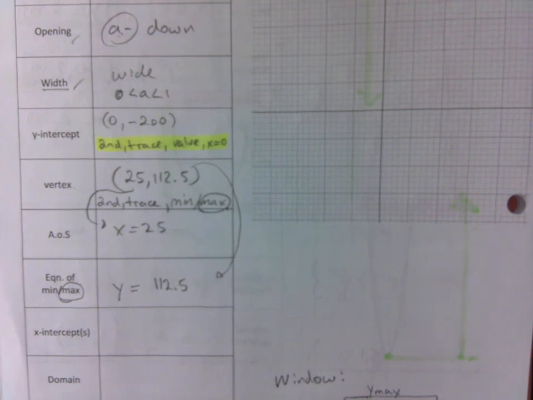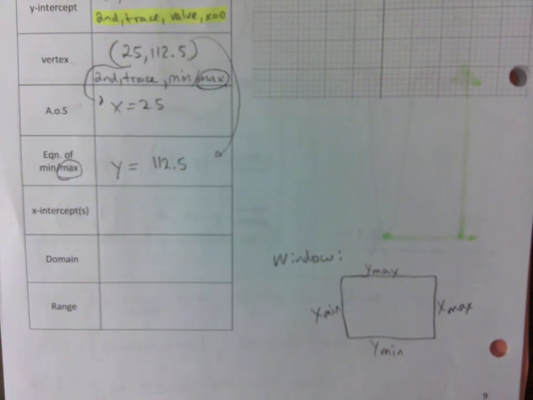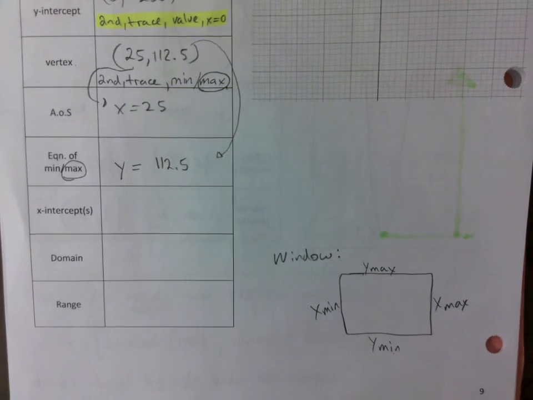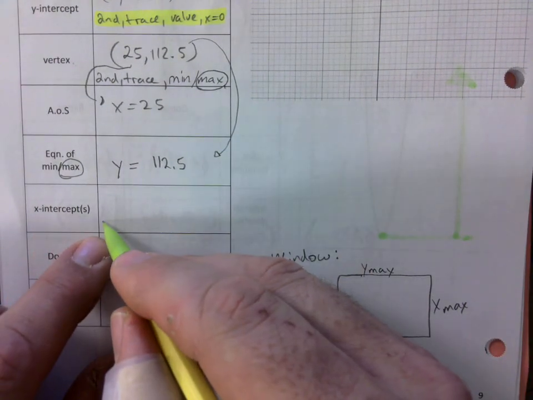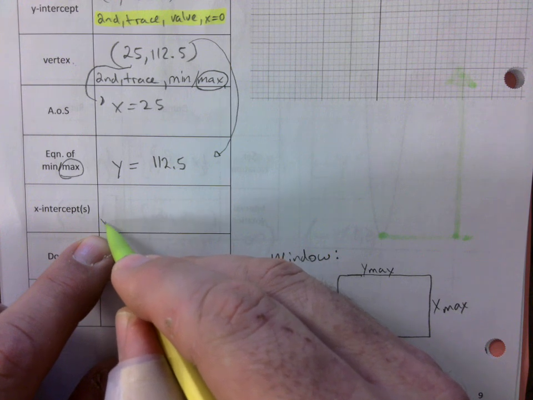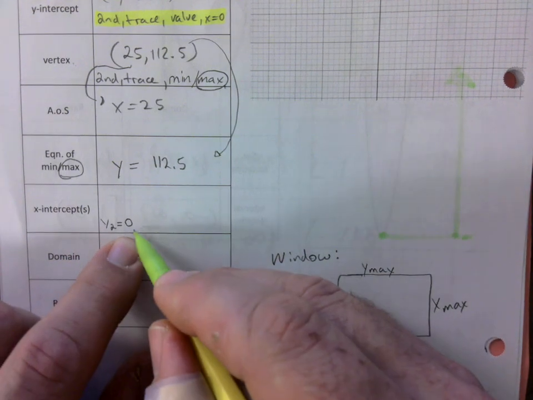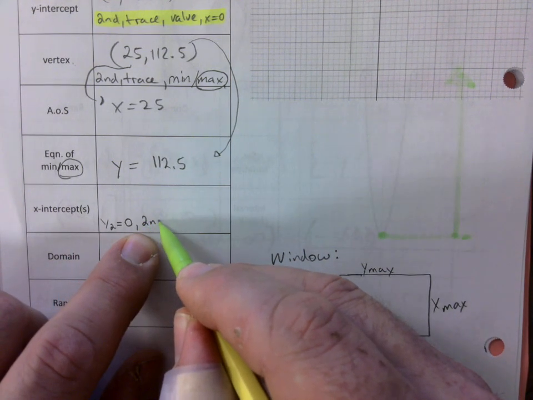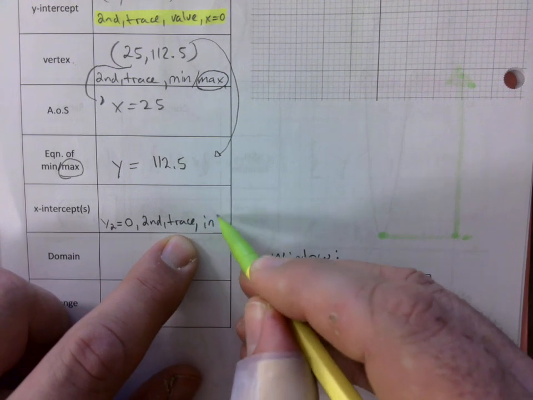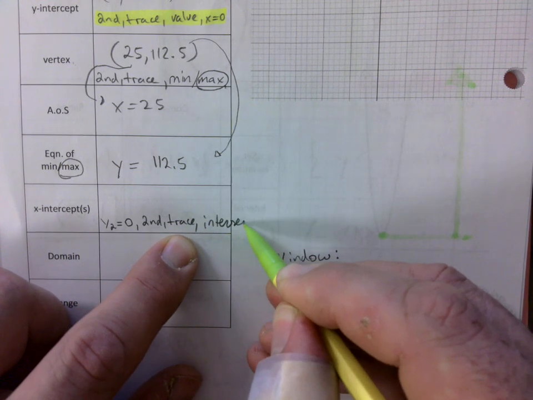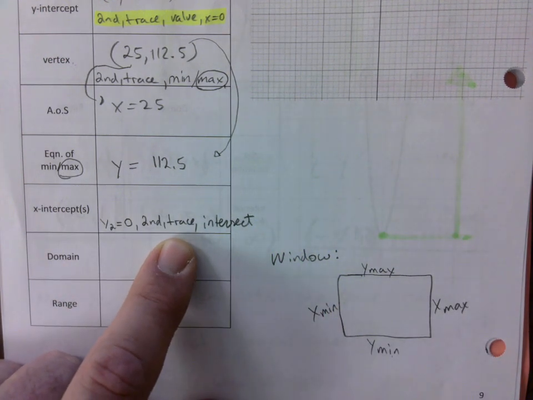Next, I need to find my x-intercepts. How do we find that? Here's the keystrokes, folks. You ready? y2 is equal to 0. Then you're going to go second, trace, intersect. And you're going to hit enter 3 times.